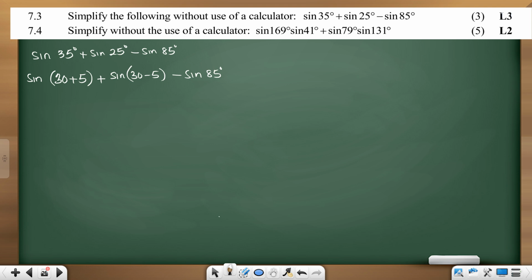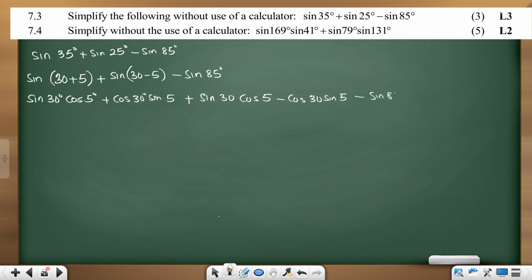Did we expand? Are we done expanding? We all should be done with the next step. What's my next step? Sine 30 cos 5 plus cos 30 sine 5. That's the first one. Plus, what do we have? Talk to me. Sine 30 cos 5 minus cos 30 sine 5.